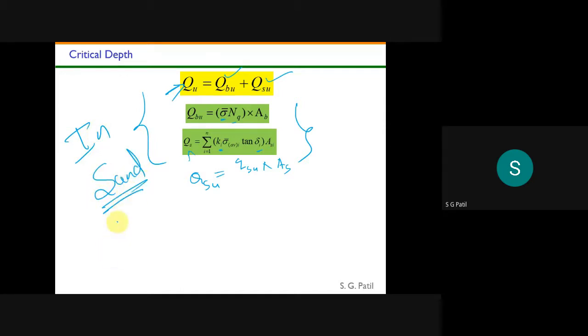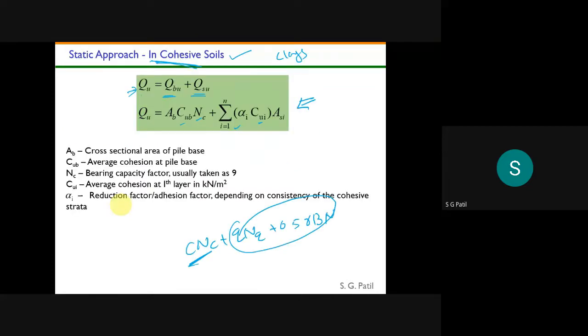Okay, this is in sand. So if you have a clay, then you should use this formula. Here QU, the ultimate load carrying capacity of the pile, is equal to base ultimate plus shaft ultimate. What is capital QBU? Capital QBU is nothing but the area of your base times your small qbu. Okay, so small qbu is nothing but your cohesion times NC. Plus summation i going from 1 to n of alpha i into CUi into ASi.